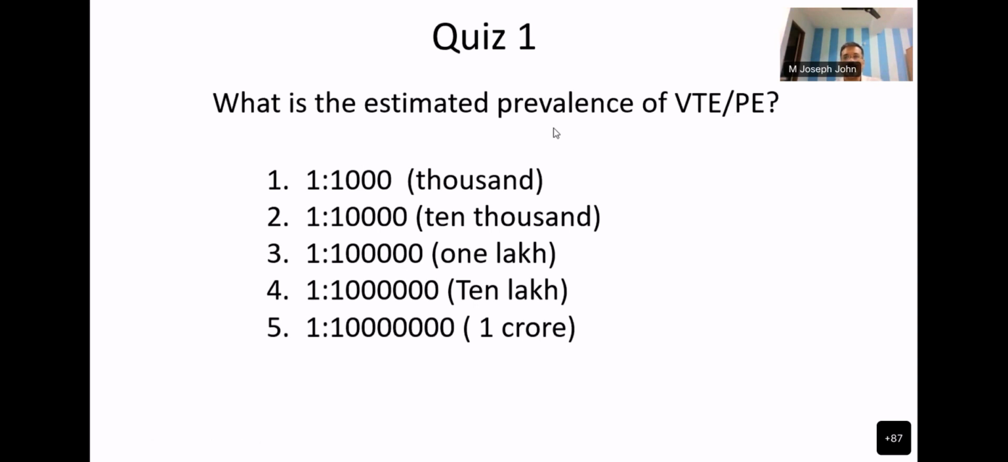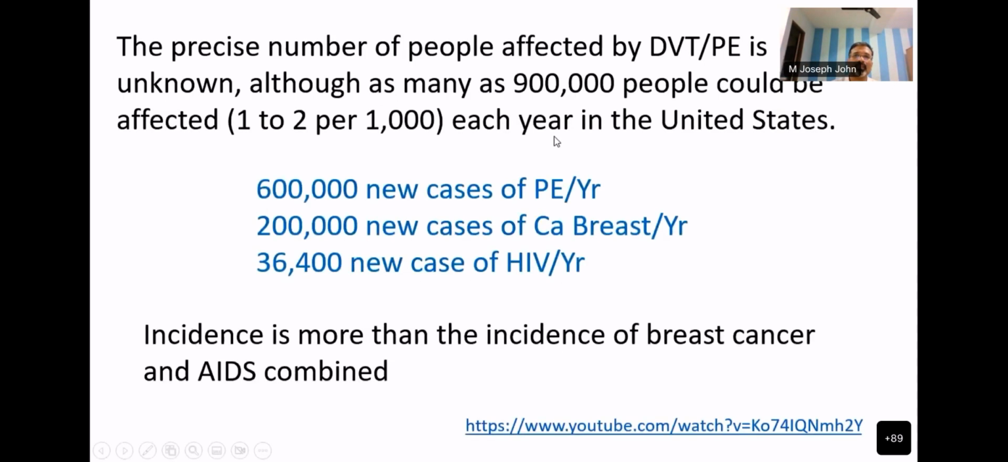The estimated prevalence of venous thromboembolism or pulmonary embolism is about 1 in 1,000. In other words, for any walk-in patient or anybody walking on the road, there is a 0.1% chance that the person can have thrombosis in the leg or pulmonary embolism. If you go to a marriage party with 1,000 people, one of them may have a thrombus. The precise number is not clear in India, but we can extrapolate from the US, and we are about 5 times the population of the US.